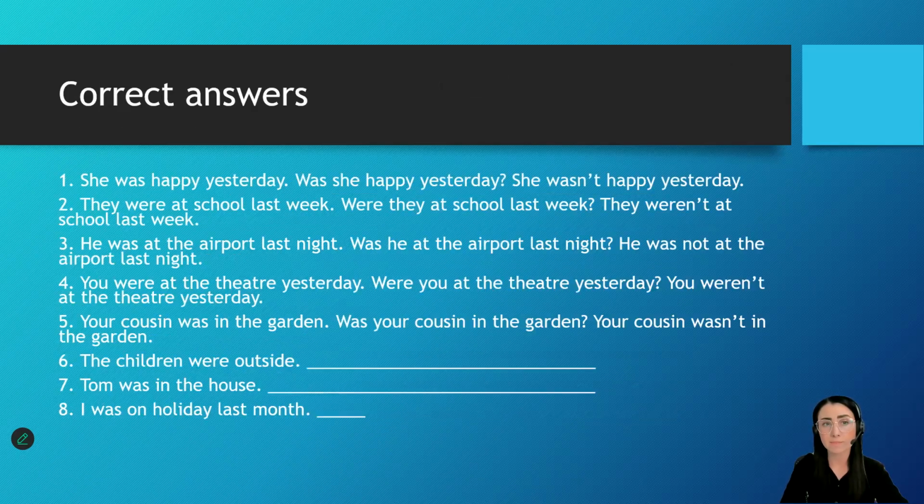Correct answers. Numbers 6, 7, and 8 are missed here, but we use the same principles to make negative and question forms. So the correct answers will be: the children were not outside, and question form, were the children outside? Tom was in the house. Was Tom in the house? Tom wasn't in the house. Was I on holiday last month? I wasn't on holiday last month.